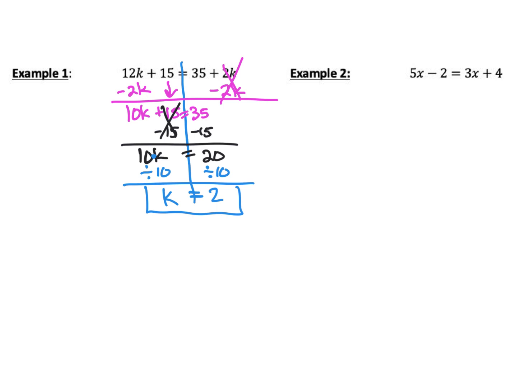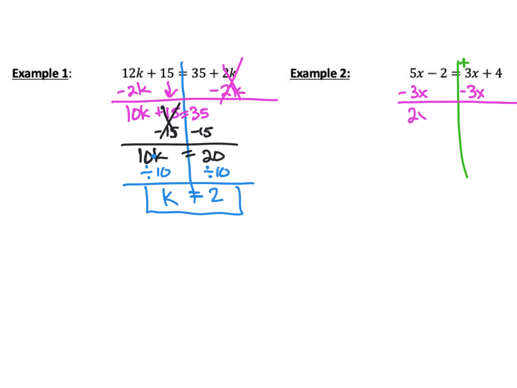All right, so let's try example number 2. Again, I want to put all of my variables on the left-hand side. It just makes it a little bit easier later on. I'm going to move this 3x over here with his friend. That 3x is a positive 3x, so to move a positive 3x, I have to do opposites. I'm going to subtract off 3x from both sides.